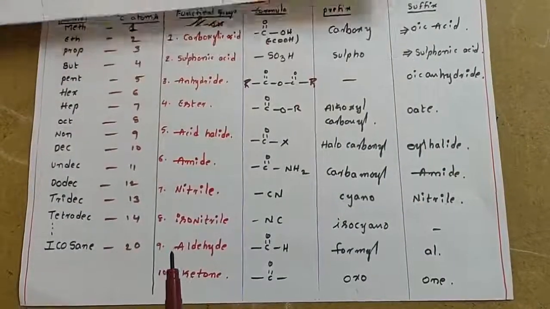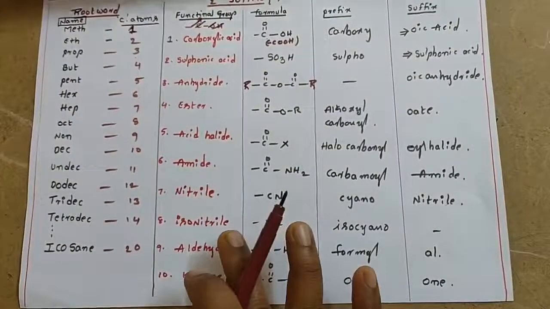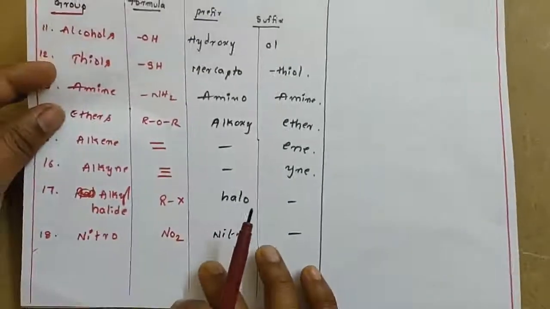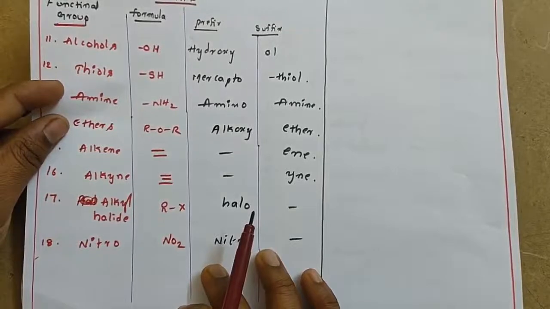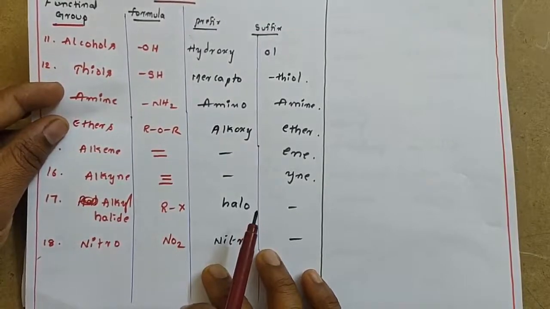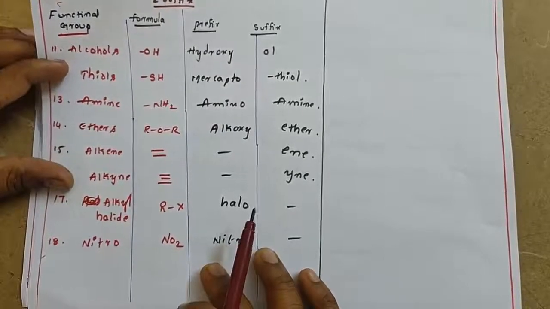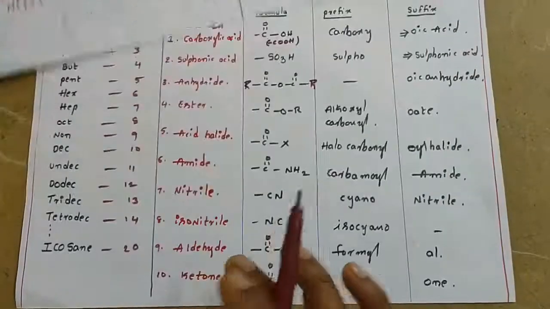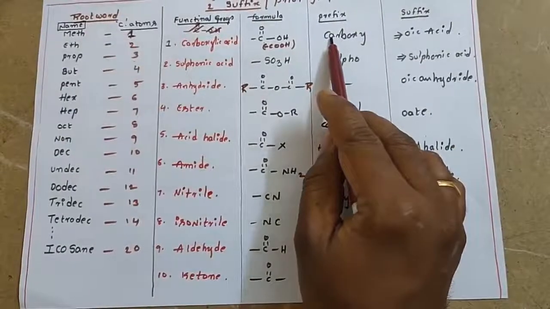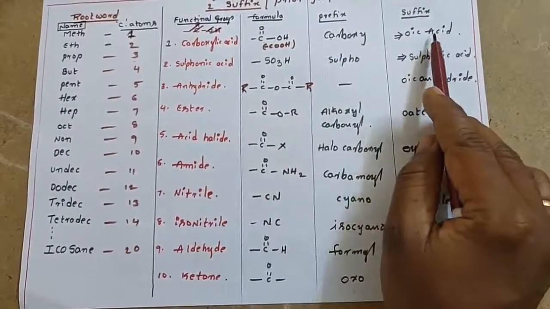Then you may get one doubt. This is up to 10, and after 10 here there are 8. Pause the video and write this separately in your notebook. A very important thing is when we can use the prefixes and when we can use the suffixes.